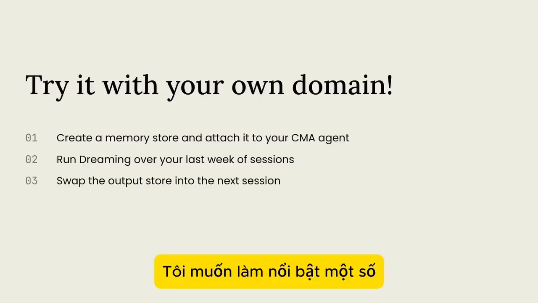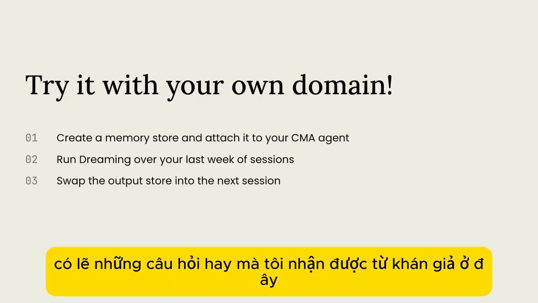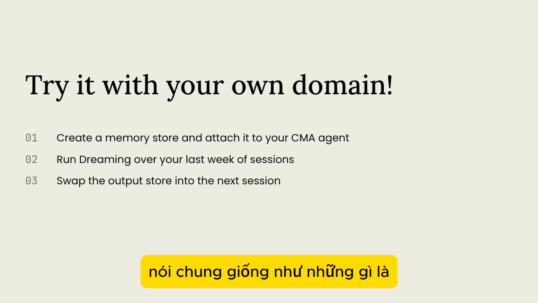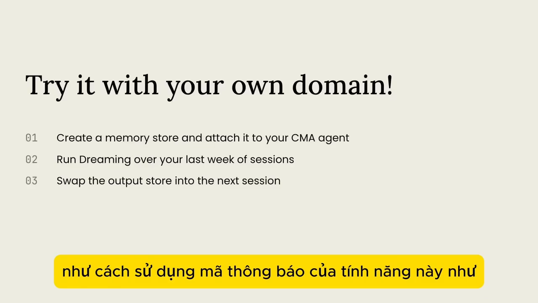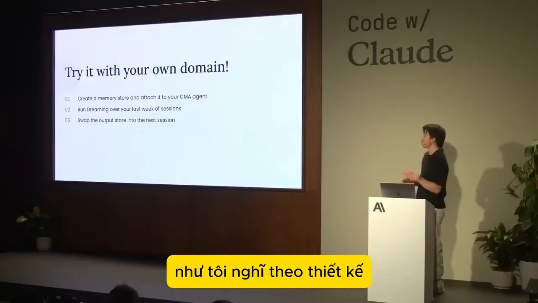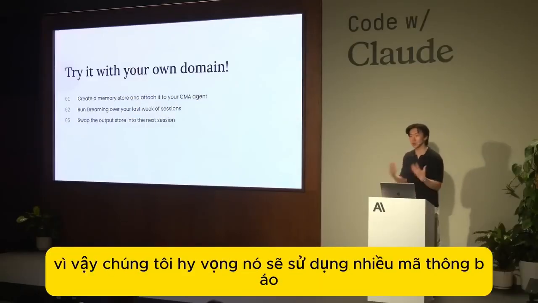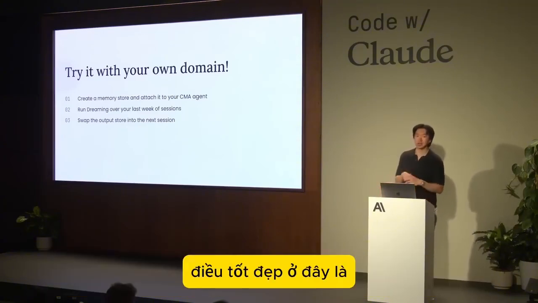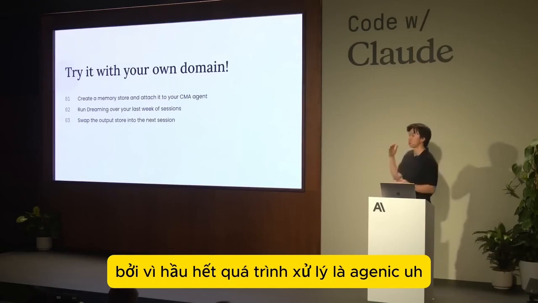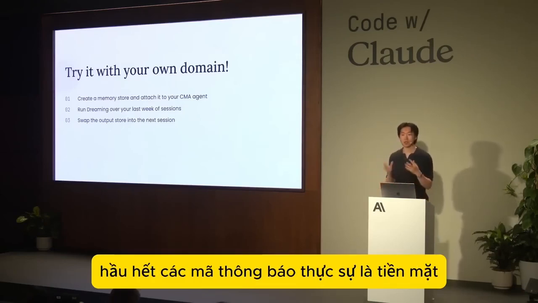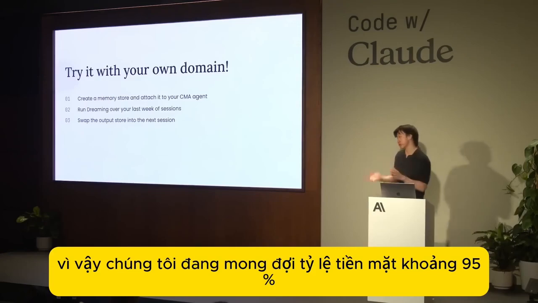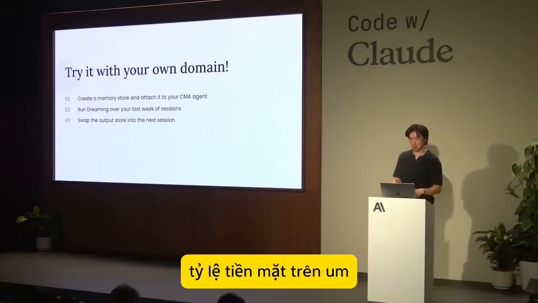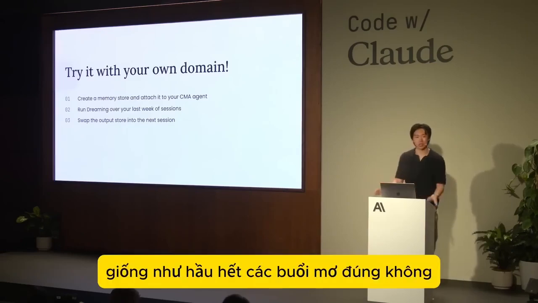Okay. I wanted to highlight some of the good questions that I got from the audience. One of them was generally, what is the token usage of this feature? As I said before, by design we do want it to be exhaustive, so we do expect it to use a lot of tokens. The nice thing is that because most of the processing is agentic, most of the tokens are actually cached. So we're expecting about a 95% cache hit rate on most dream sessions, right?